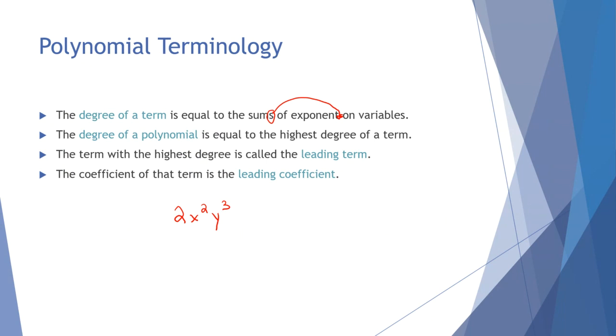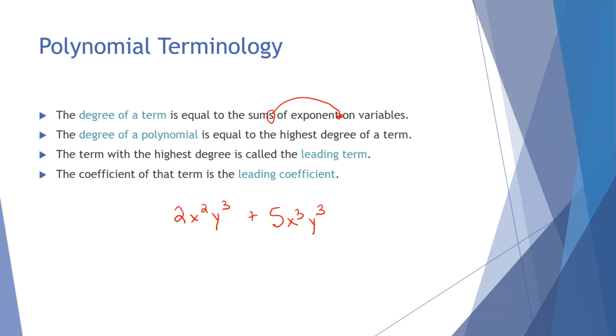So the degree of a polynomial is the highest degree of a term. So if I had multiple terms here, the degree of the first term is 5. The second term here, I have an x cubed, y cubed. You add those, you get 6. The degree of that term is 6. So the degree of the whole polynomial is 6 because that's the highest degree.